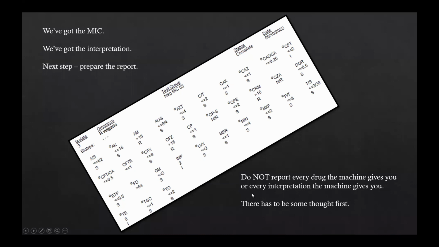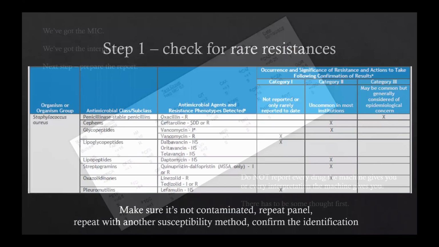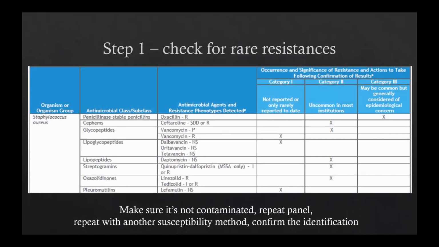And the key thing there is, do not report every drug the machine gives you. Do not report every interpretation the machine gives you. You have to have some thought about it first and whittle this down to something that's going to be more appropriate to use. So three steps I want to go through. One we just kind of mentioned, check for rare resistances.